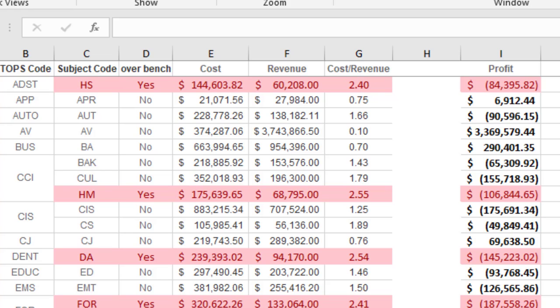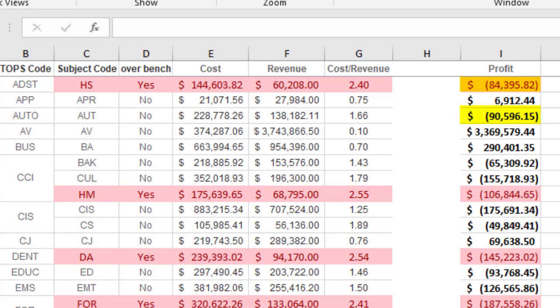Anything in parentheses in column I is a negative profit, meaning it costs more than it brings in. So for example, human services up there, the first one. They were in the hole $84,000 last academic year. Right under them, the apprenticeship program, they were positive about $7,000. Here's where it gets interesting. Look at under apprenticeship automotive. Did not get flagged because their cost over revenue didn't hit the benchmark threshold, but they actually cost more money than human services, which did get flagged. And that strikes me as odd.